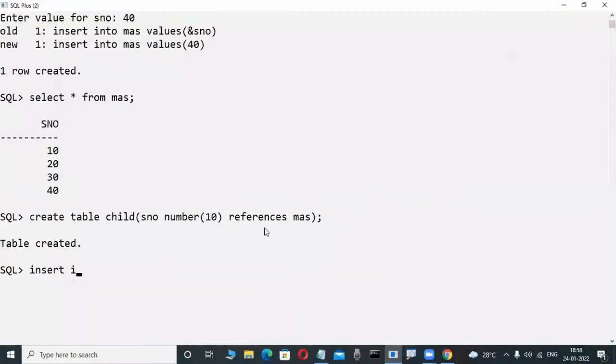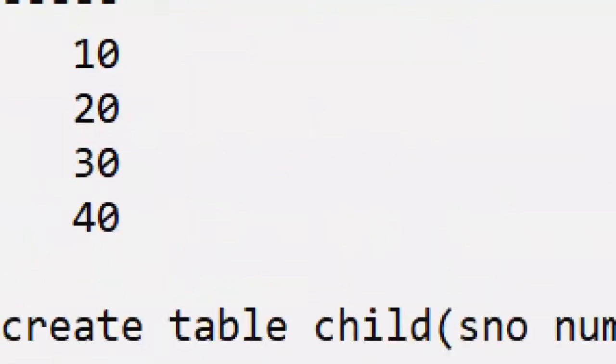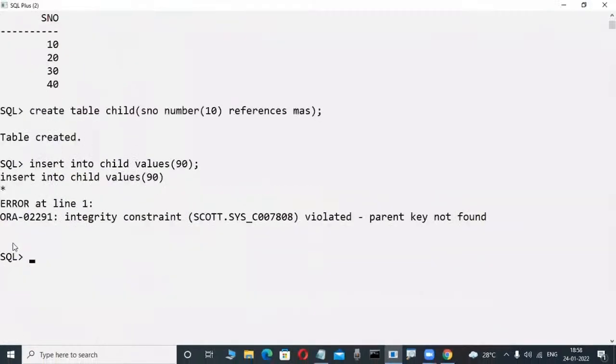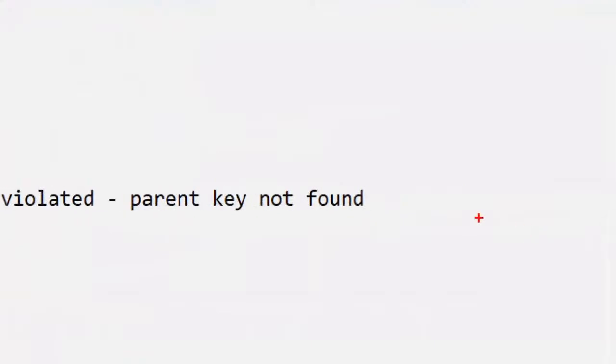Now I try to insert a value other than the master table values. Suppose I try to insert 90: not possible, because 90 is not in the master table. Any record other than the master table's is impossible. It gives an error, and you will become familiar with these errors in the future, such as parent key not found, because 90 is not in the master table.